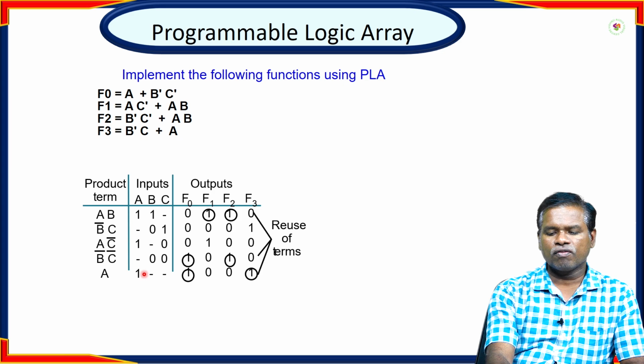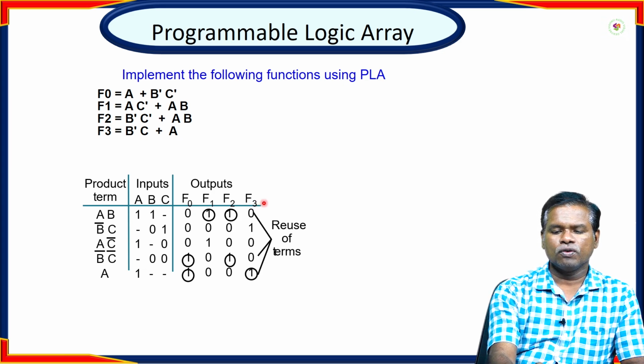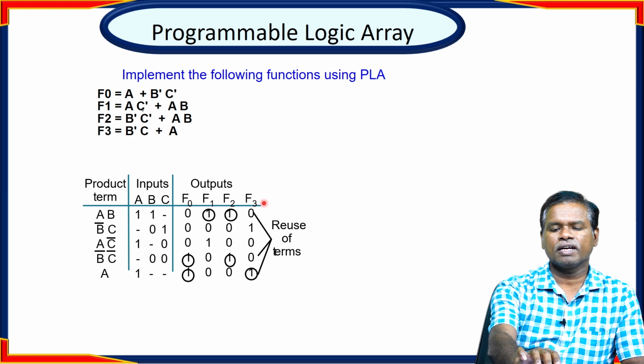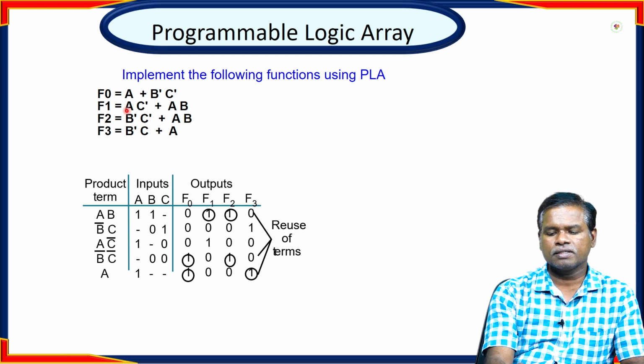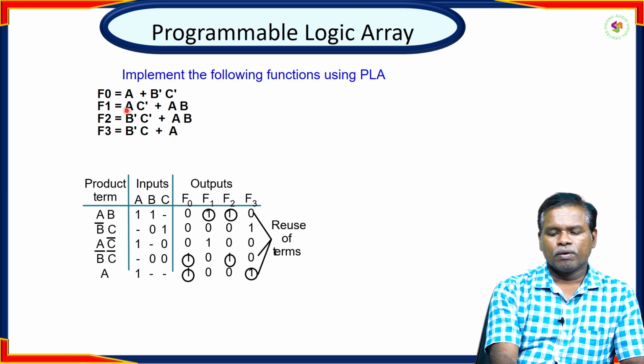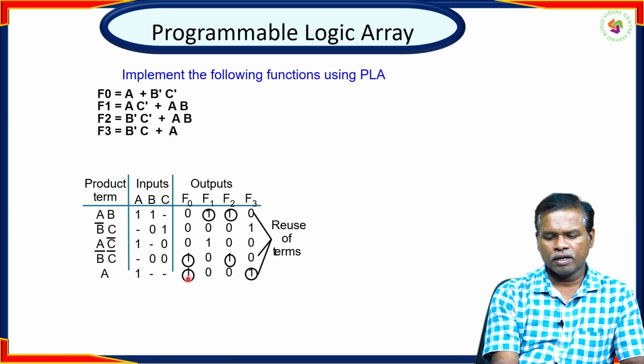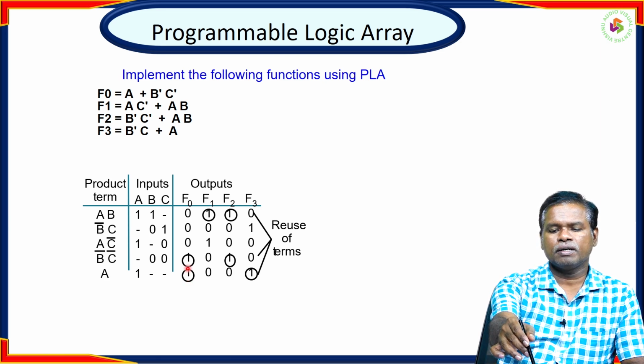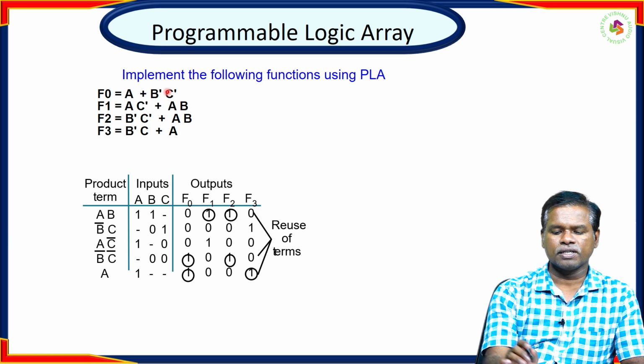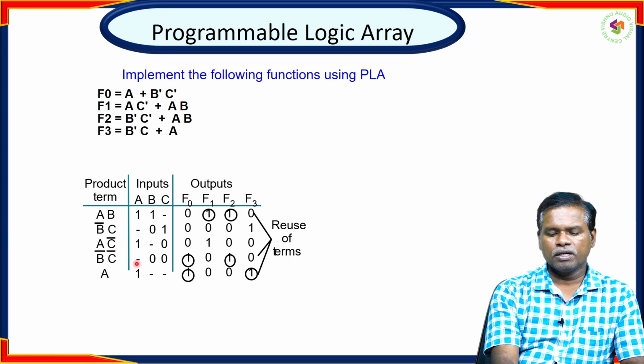Now coming to the F0, F1, F2, F3 output terms. F0 has A, OR with B bar C bar. So in the F0 column, corresponding to A, that is the last product term, it is 1. The second product term of F0 is B bar C bar, so corresponding to the fourth product term, it is 1.